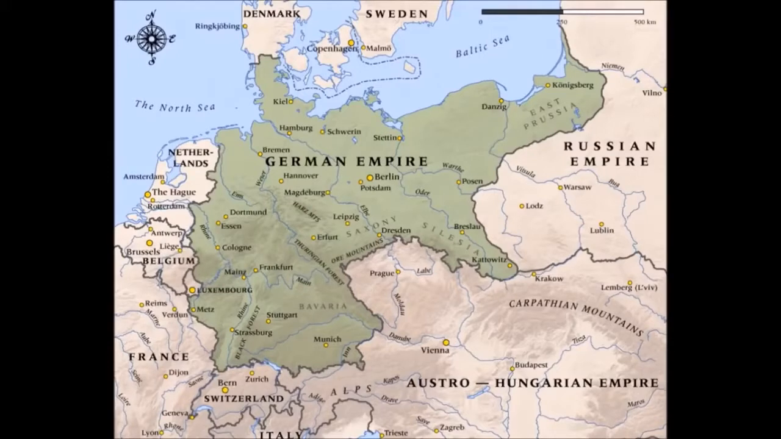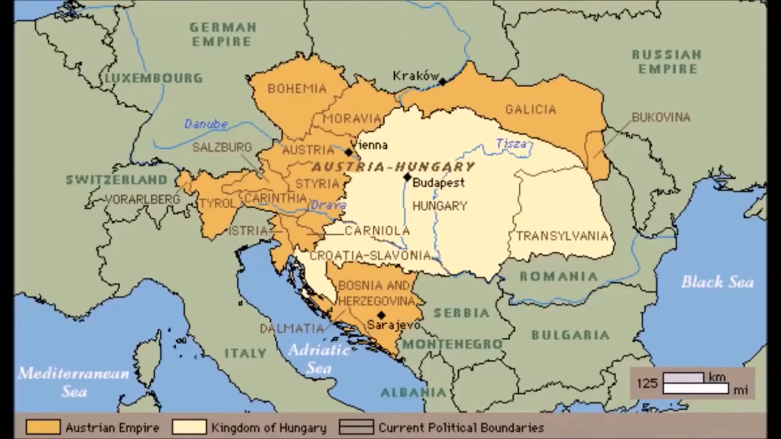For centuries, the British and the French were rivals, but they put their differences aside to ally against Germany, who they saw as a greater threat to their empires. Now that we have some backstory as to why there were tensions between France, Germany, and Britain, let's discuss the start of the war and what happened. The war, as we know, started in Austria-Hungary.